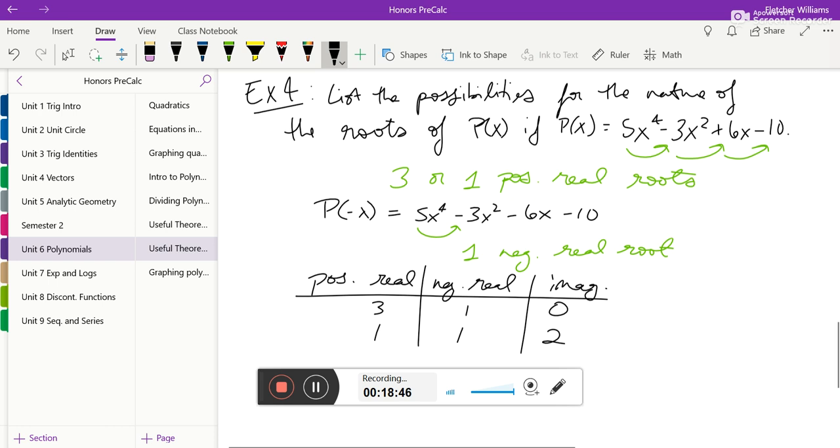So that'll wrap up this video. Please find the following video to learn about the rational root theorem and how that helps us to solve for the roots of an equation.